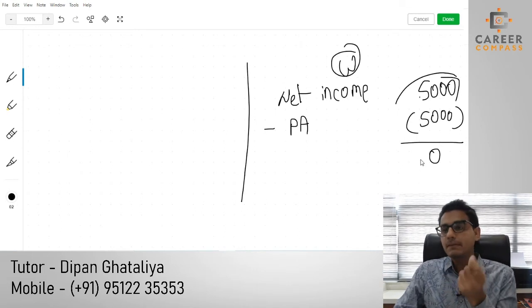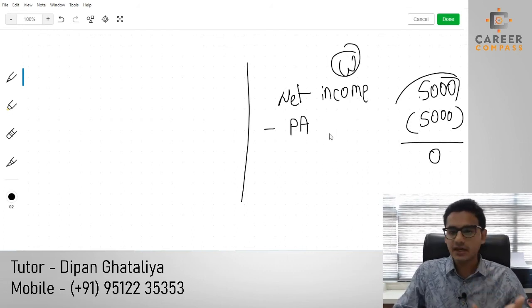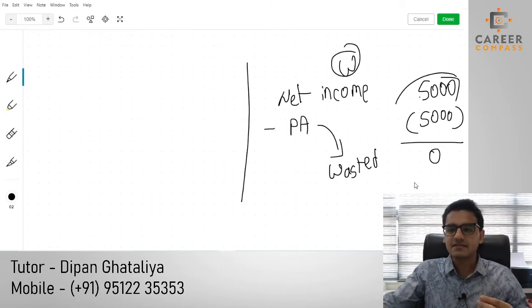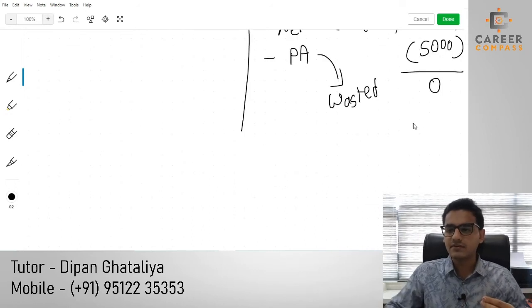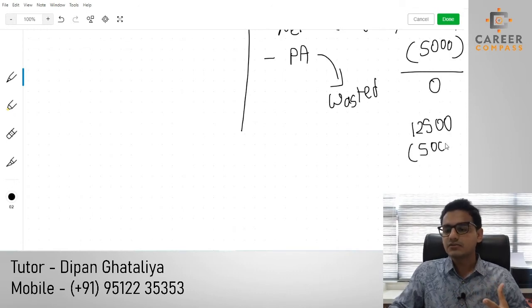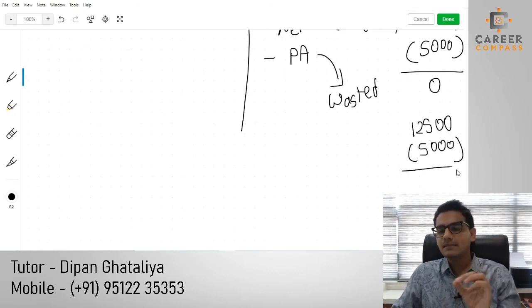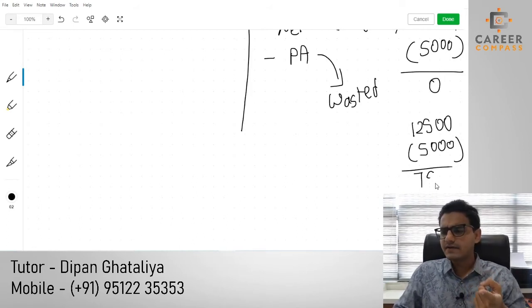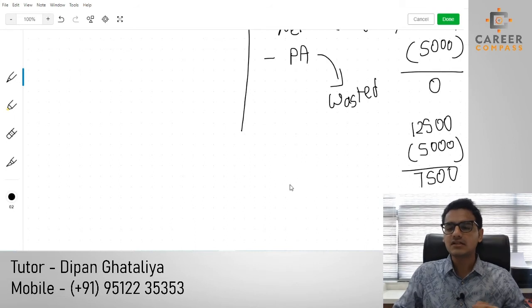If you remember the concept of the personal allowance, I may have told you that if you can utilize your personal allowance, then it's okay. If you do not utilize your personal allowance, the unused amount will be wasted. So here we can say that out of the 12,500 of personal allowance, the wife has used 5,000 of the PA only. So the remaining 7,500 of the personal allowance is totally unused.